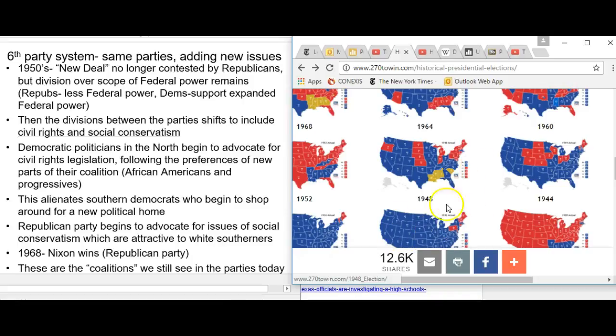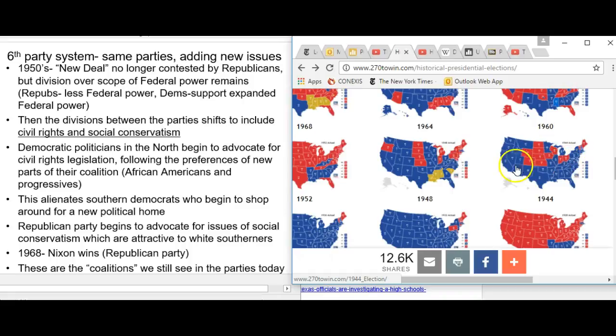Now, part of the reason that they do that is because after this New Deal period, now they have as their voters, Democrats do, they have as their voters African Americans and also progressives, and both of those groups would be interested in civil rights legislation. And so there begins to be an electoral payoff for supporting those policies. And so Northern Democrats begin to do that.